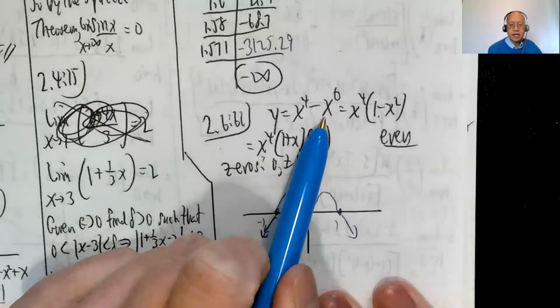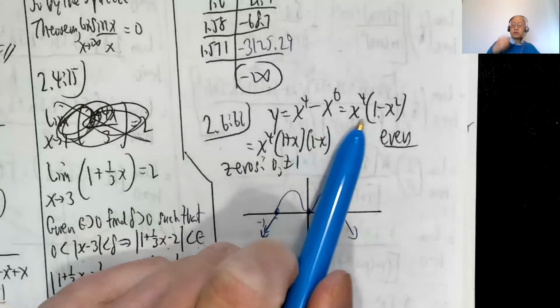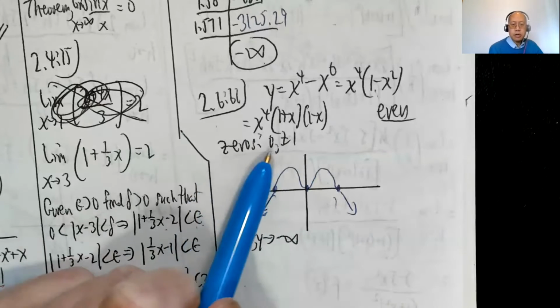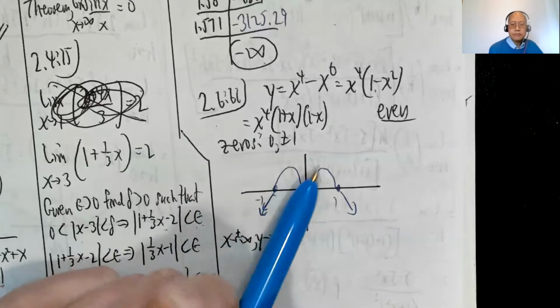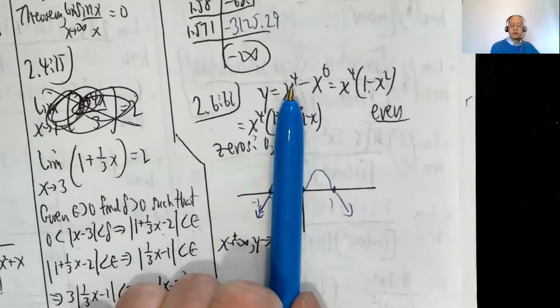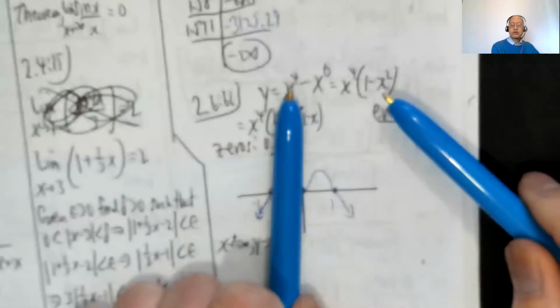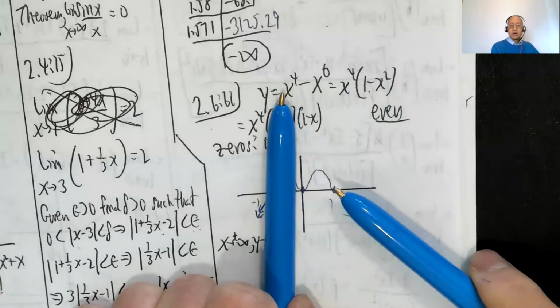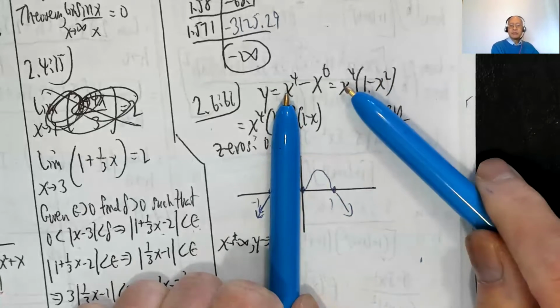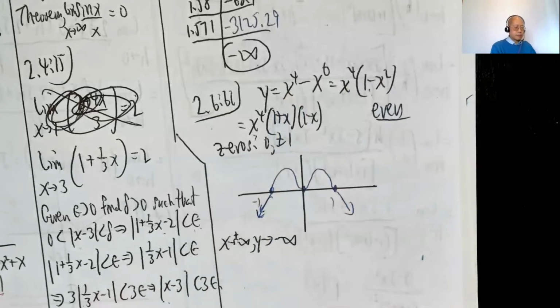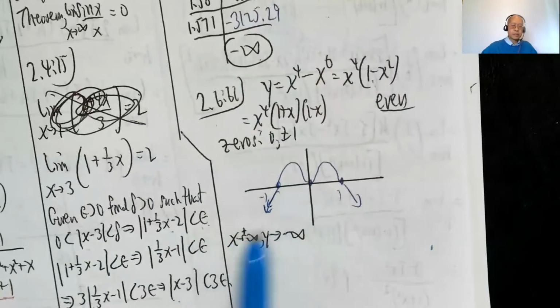2.661, y equals x to the fourth minus x to the sixth. Factor out x to the fourth, 1 minus x squared, x to the fourth, 1 plus x, 1 minus x. So the zeros are 0 and plus or minus 1. Okay, it's an even function, so I can just focus on here. Okay, if I plug in a super big number, that's positive. That's negative, so it goes to negative infinity. If I plug in 0.5, positive, positive, so it goes above. And since I know it's an even function, I have symmetry with respect to the y-axis. So I have something that looks like that.